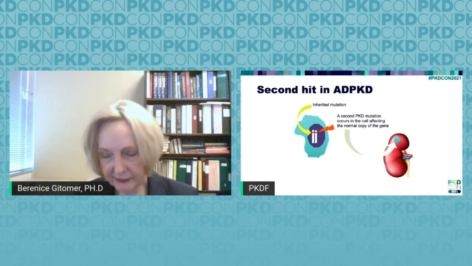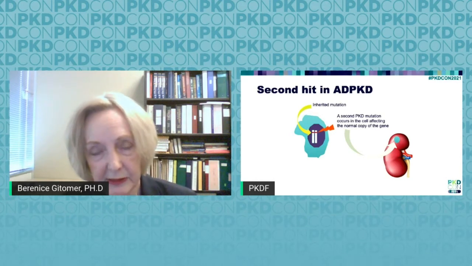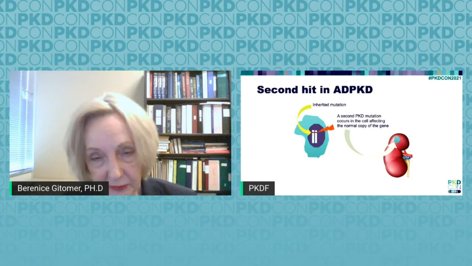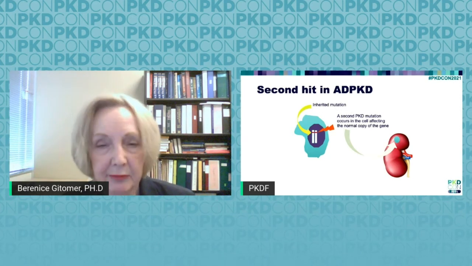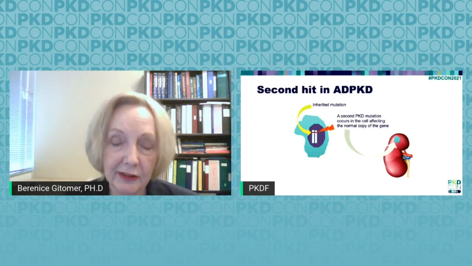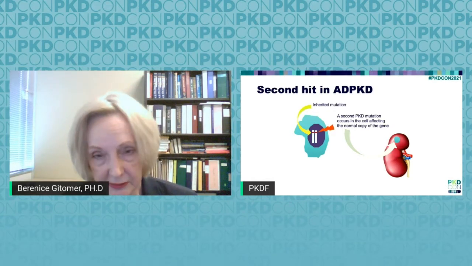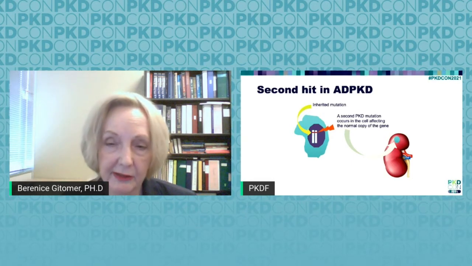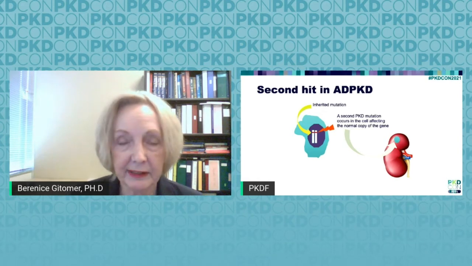However, this is still somewhat controversial, and in our own group, we have looked for second mutations in the PKD genes, and we have found that some cysts will have many, many different mutations in different genes, but not the PKD genes. So it does seem that cells that contain at least one PKD mutation may be susceptible to accumulation of further mutations. Next slide, please.